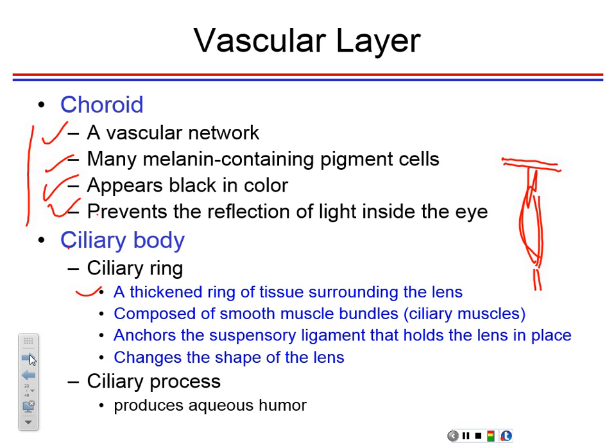So this is the ciliary muscle relaxed. If the ciliary muscle is contracted, it becomes shorter and bulges out. So now it gives more slack to the lens, and the lens is more curved. Do you see that? Can you imagine that now?